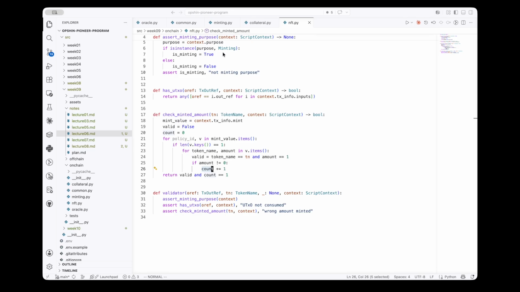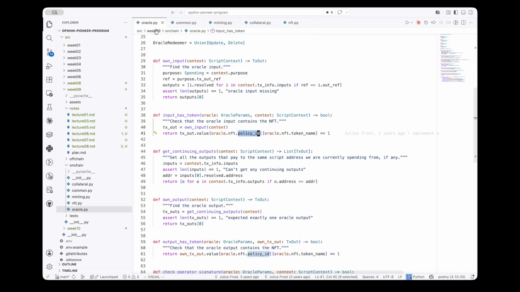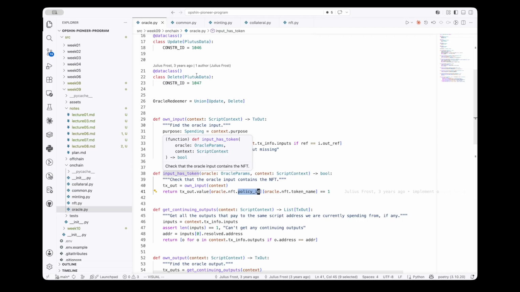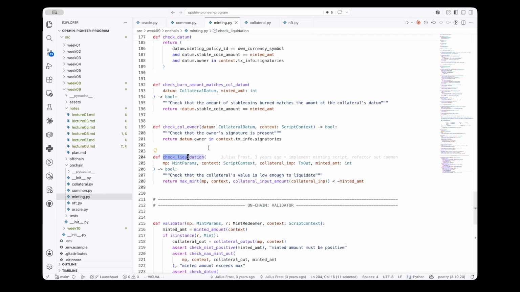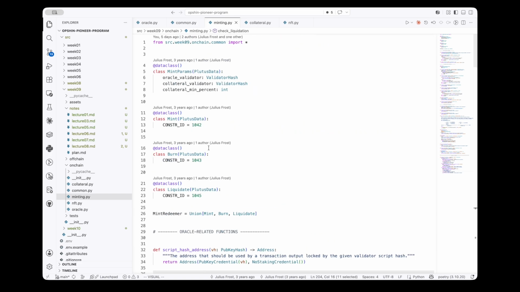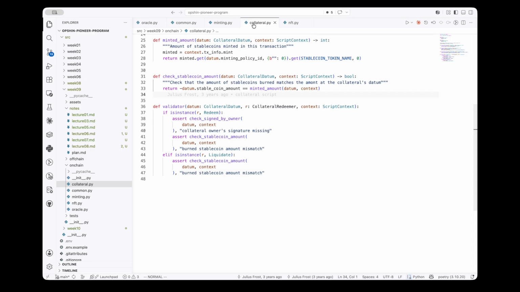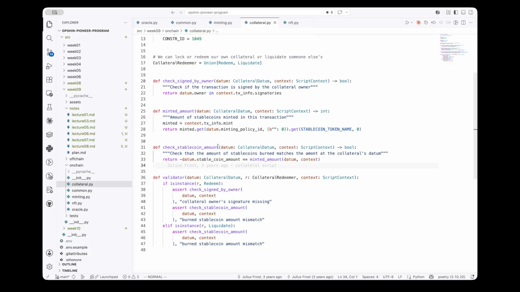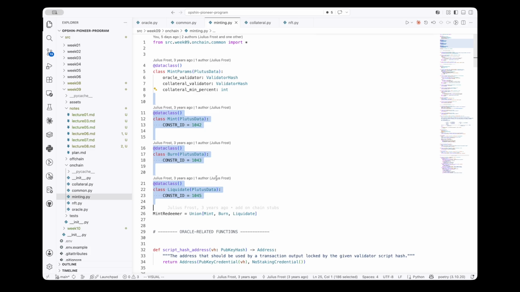Yeah, so to briefly recap, we have now seen all four pieces of the contract. We have this NFT, we have looked at this oracle that uses the NFT inside. Then we have seen the minting policy, which is the core logic of the whole stablecoin, let's say. And then we have seen this collateral that ensures that the collateral is only spent when we also execute the minting policy, which then ensures the logic of the stablecoin.